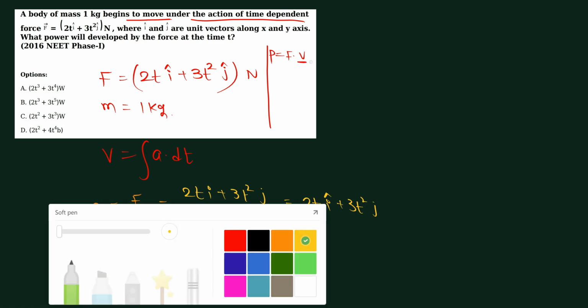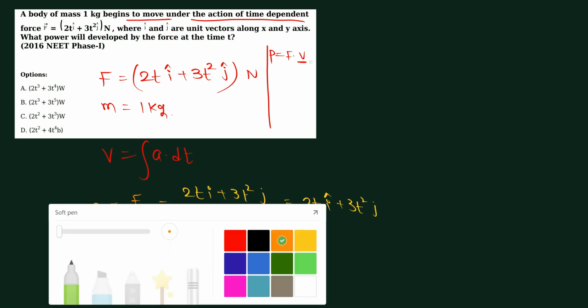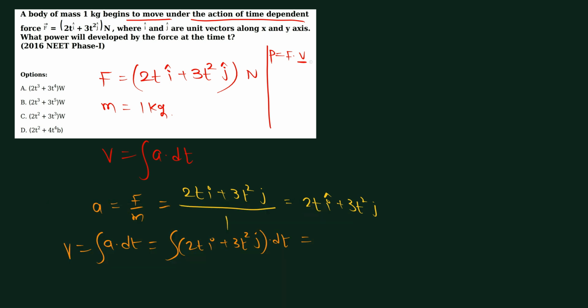Then to get the velocity, what you have to do now? Velocity equals integration of acceleration into change in time. Okay. So what is acceleration we have here? Acceleration equals 2t i plus 3t square j into dt. Okay, integration of x power n into dx is x power n plus 1 by n plus 1. So integration of 2t into dt is how much here? Integration of 2t into dt is 2t square by 2, that is t square.